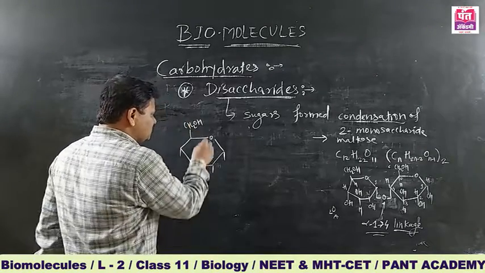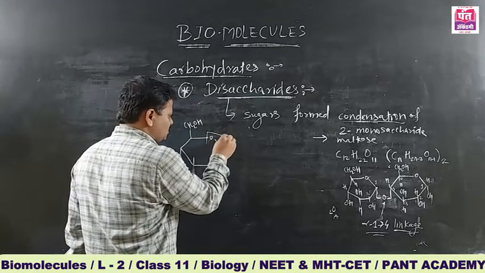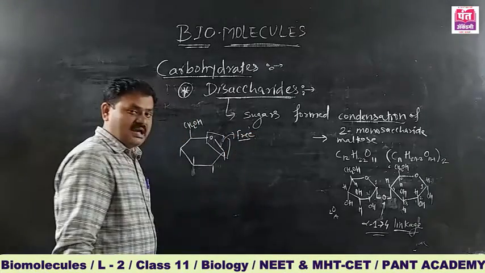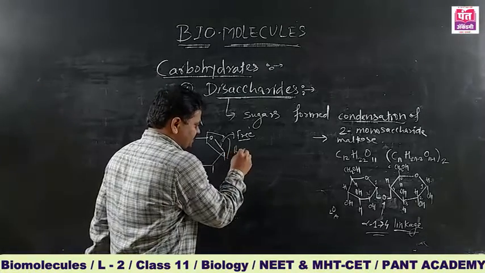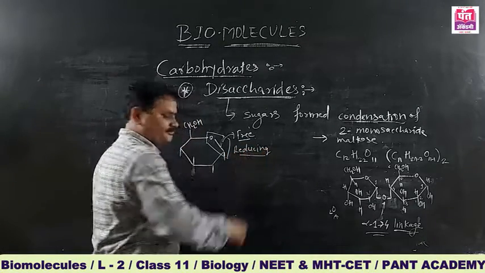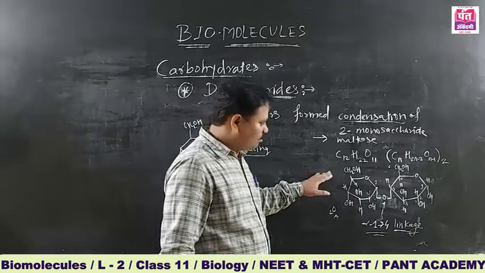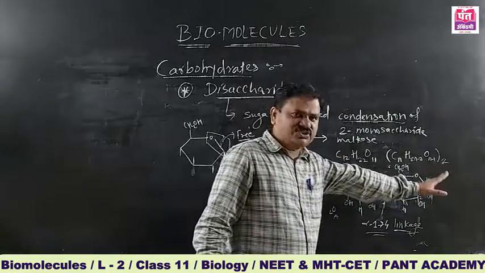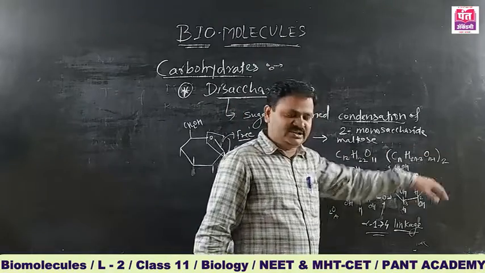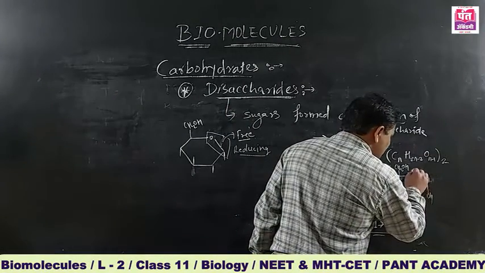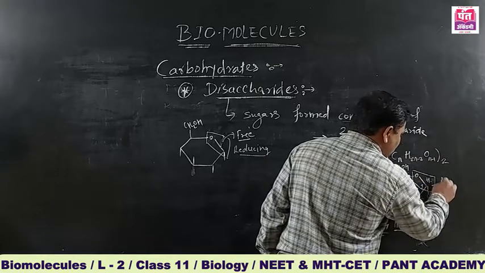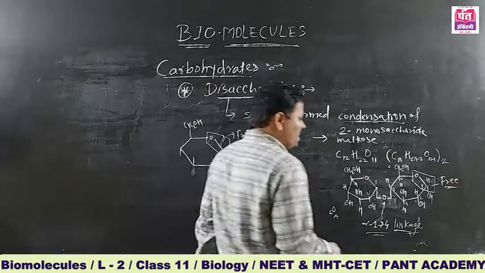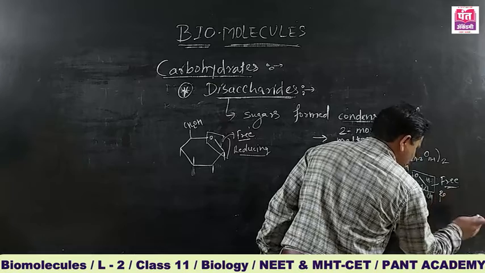CH2OH. This complete functional group is free, and therefore it is a reducing sugar. In some of the disaccharides, this OH group is also free. One of the OH groups on the right side, in the joining side, you can see here, this functional group is free. This functional group is free, especially in maltose, and therefore maltose is a reducing sugar.